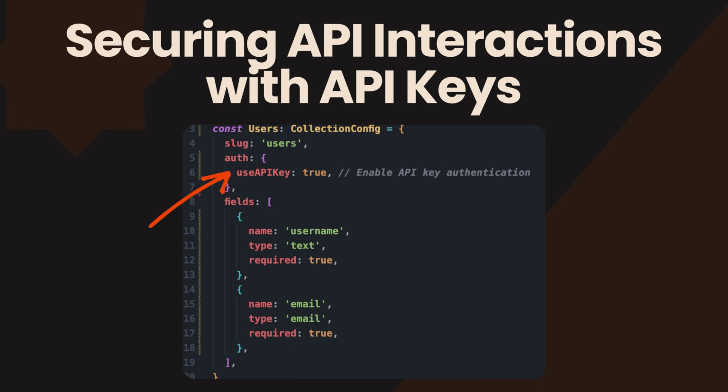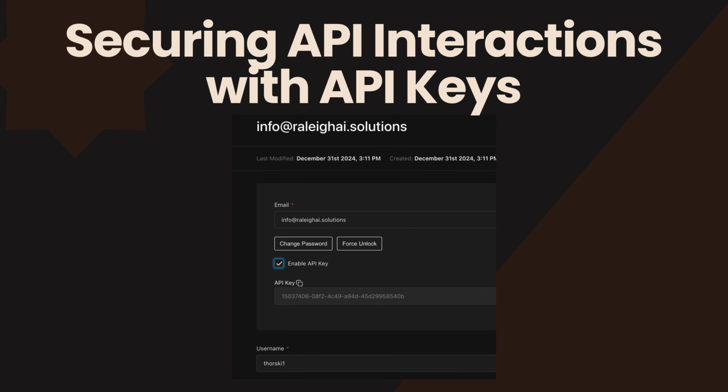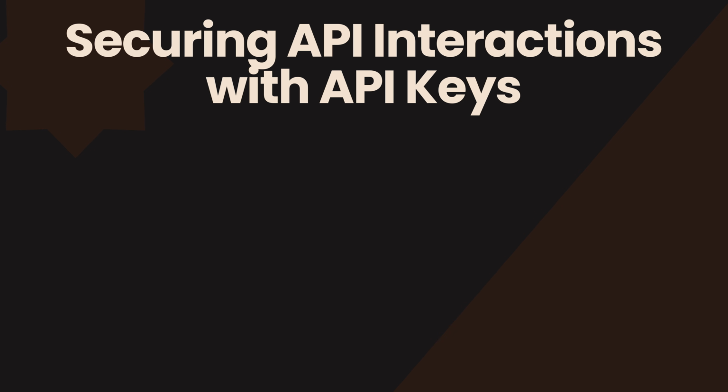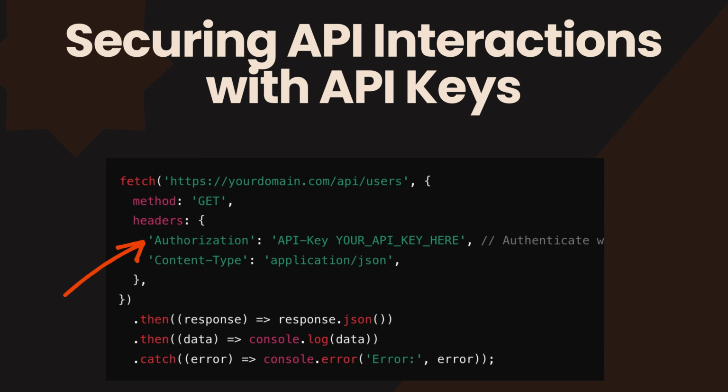2. Generate an API key. Once Use API key is enabled, navigate to the Payload admin panel and generate an API key for the relevant user. Copy the key and store it securely. 3. Use the API key. To authenticate API requests, include the key in the authorization header. This approach ensures secure communication between your application and external APIs, safeguarding sensitive operations, ensuring that only authorized services can access your data.